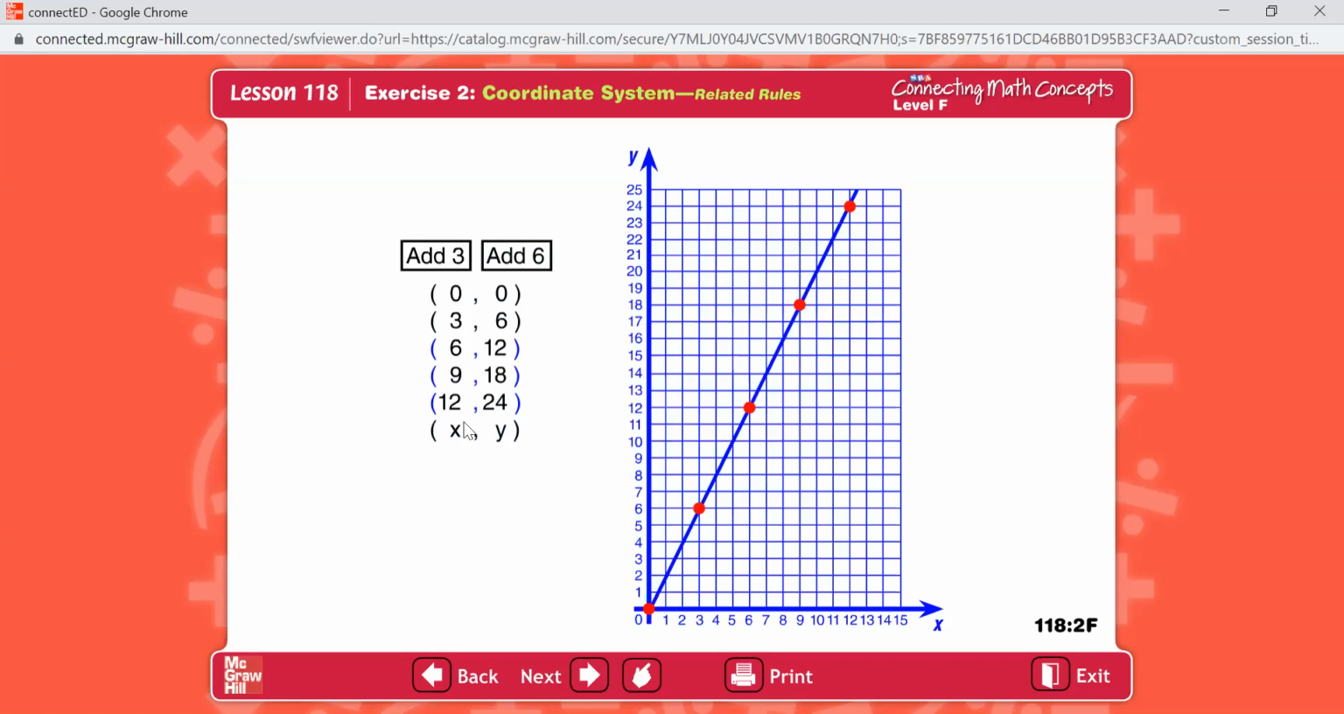Each of these points is one of these numbers. 0, 0. Every point shows a value for x and a value for y. The x value for this point is 6. The y value for this point is 12. 6, 12. Right there.